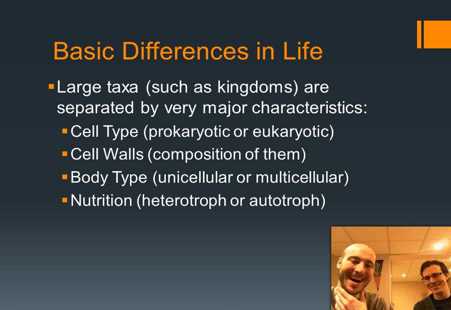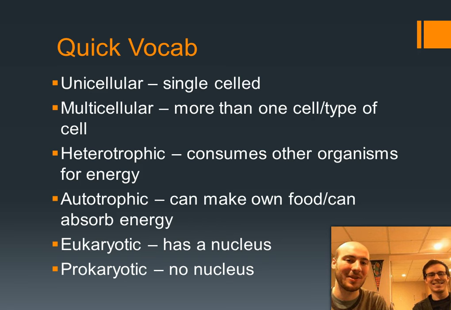Anyway, body type: whether it's a unicellular organism or a multicellular organism, meaning are they one cell or many cells. And then how they get their nutrition. So if they're heterotrophs, which means they eat or consume things. And an autotroph is making their own food, so not eating things. Anyway, I'm not going to spend a long time on this.